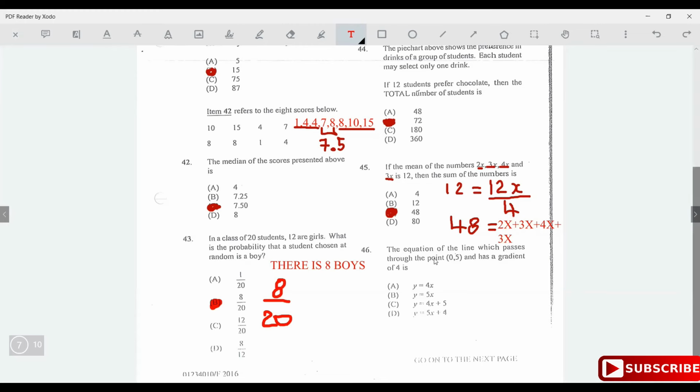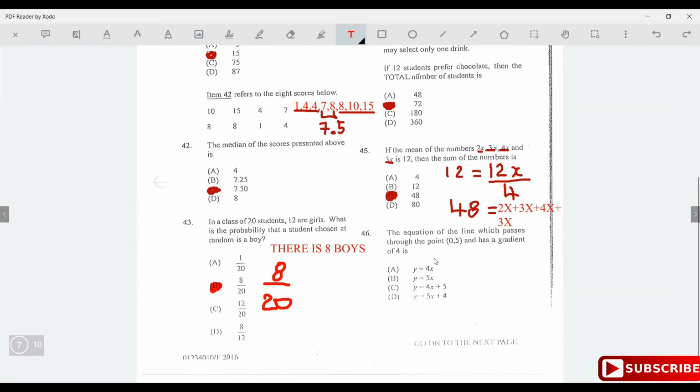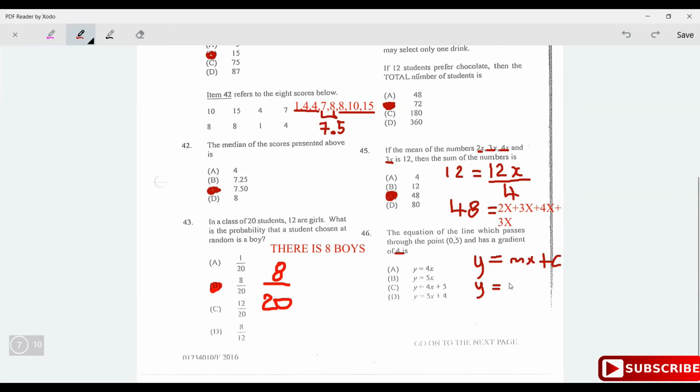Easy. Question 46. It says the equation of the line which passes through 0, 5 and has a gradient of 4. So we know that the equation of a line is y is equal to mx plus c. Now the gradient m is 4, and so you have y is equal to 4x.